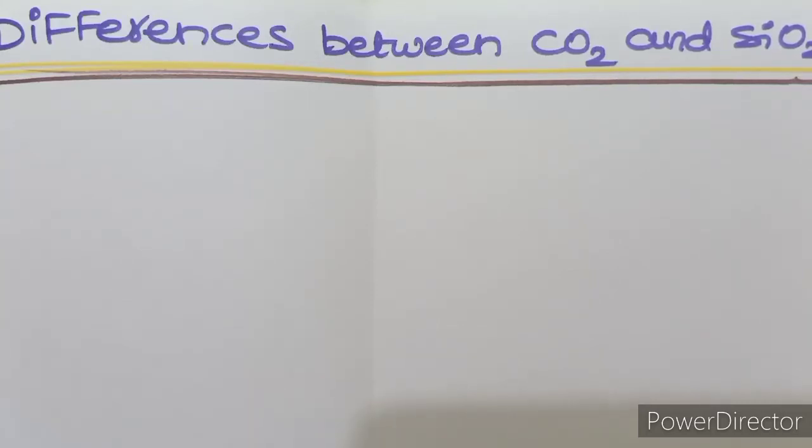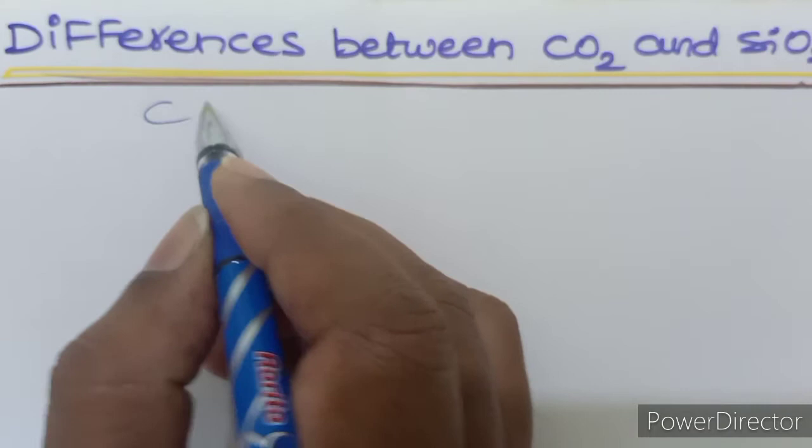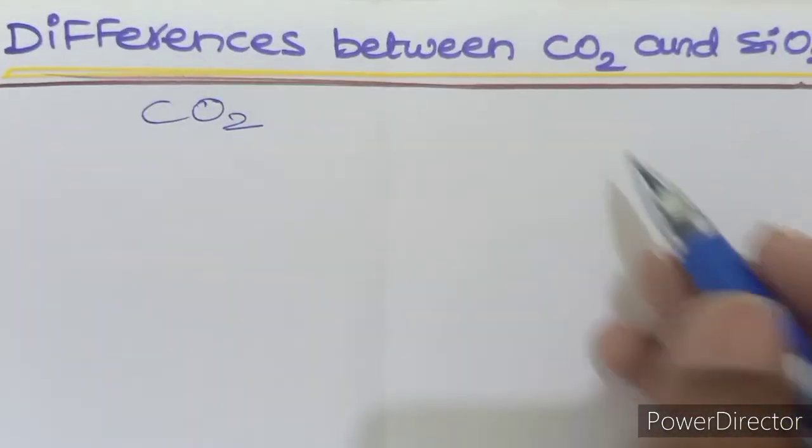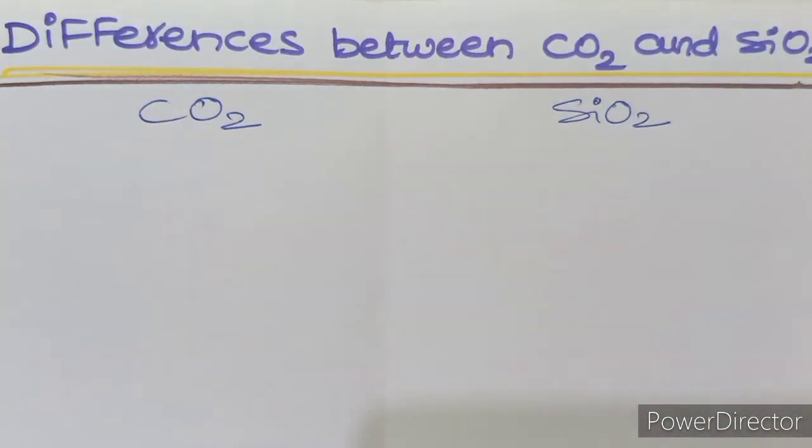Today I am going to explain the differences between two dioxides in the 14th group of elements. That is between carbon dioxide and silicon dioxide. These two are known as 14th group dioxides. See here. Carbon dioxide is CO2. Silicon dioxide is known as SiO2.